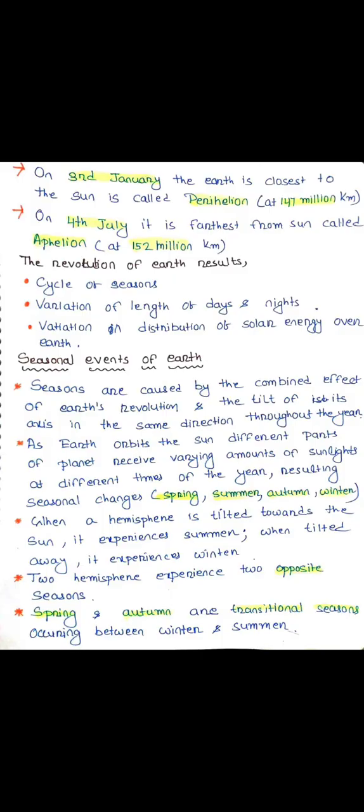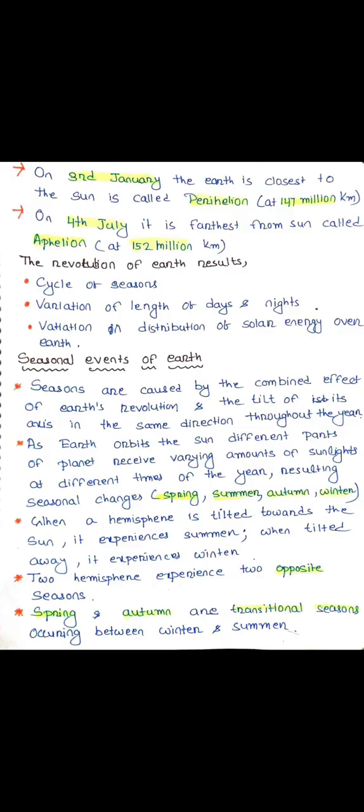And when a hemisphere is tilted towards the sun, it gets maximum sunlight and experiences summer, and when it is tilted away from the sun, it experiences winter. And there are two hemispheres, and both hemispheres always experience opposite seasons, and the spring and autumn seasons are the transitional seasons between winter and summer.